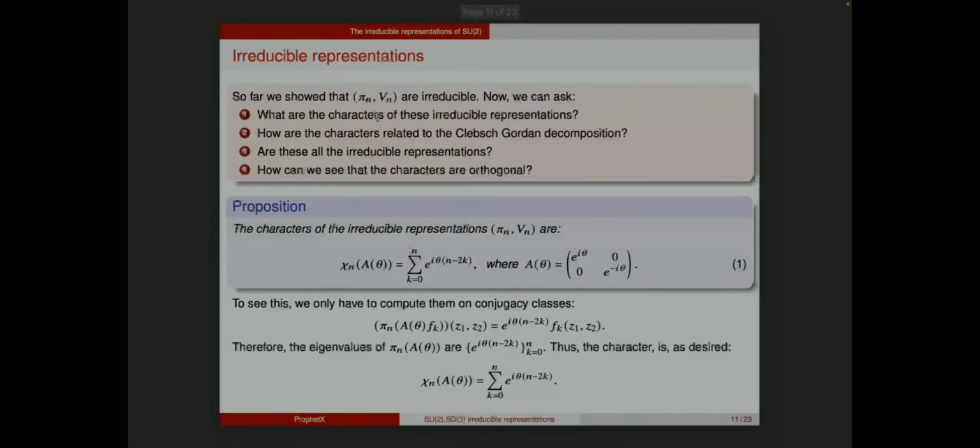But before we get there, let us compute the characters of these irreducible representations and how these characters are related to the Clebsch-Gordan decomposition. This is of particular interest to physics because the Clebsch-Gordan decomposition is basically the addition of angular momenta.